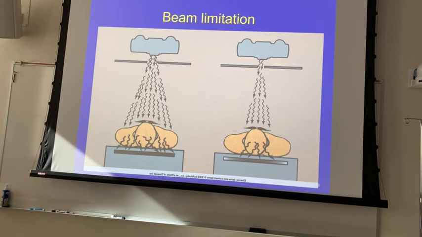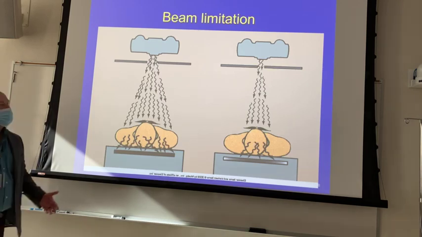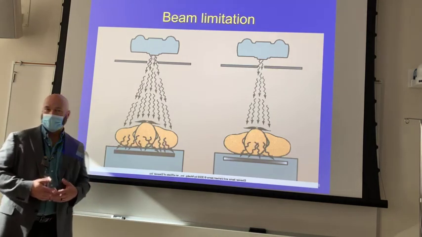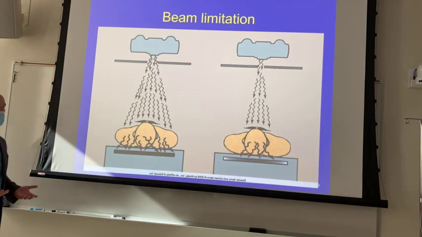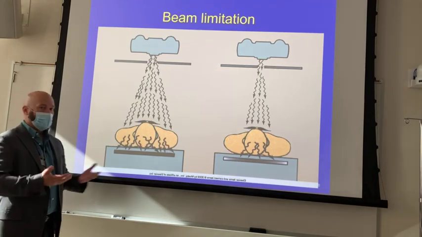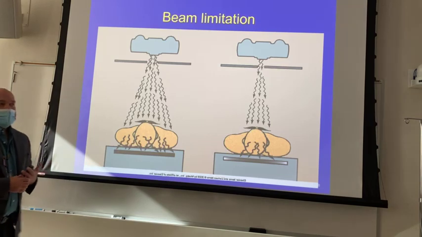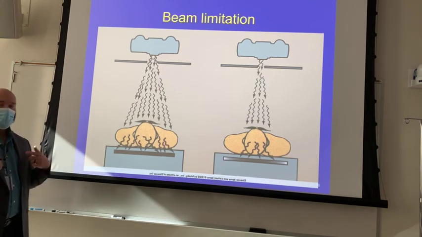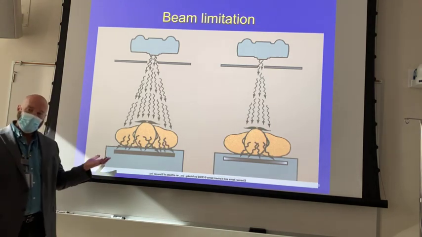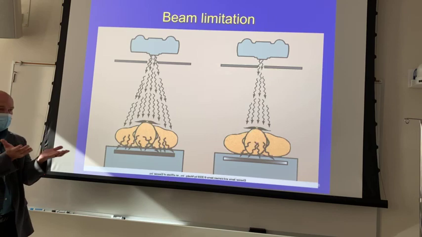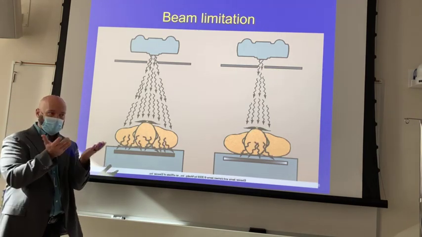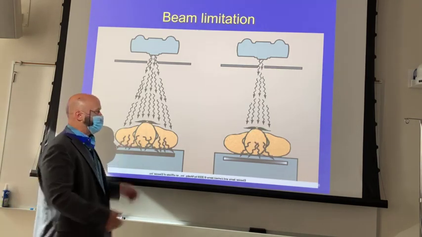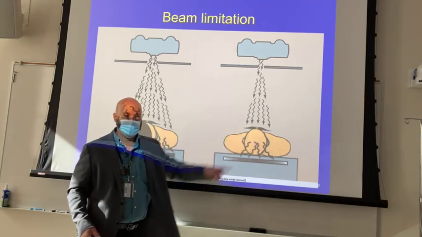So beam limitation is just that. It is your collimation. That's what you're most familiar with in beam limitation. It's collimation, it's field size. All right, so keep in mind that the wording seems to be inversely related. So as you increase collimation, that means you make your field size smaller. Increase collimation, smaller field size. So between these two, that would be the one with the increased collimation.